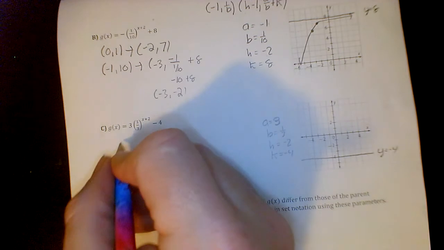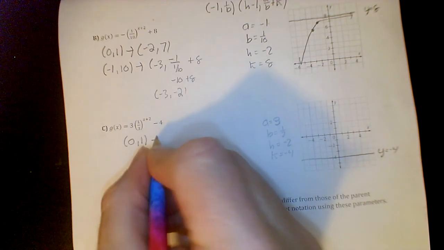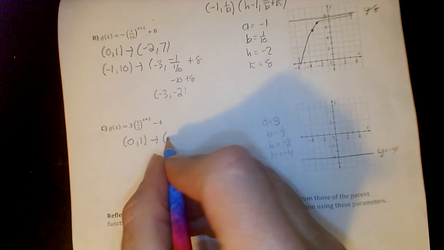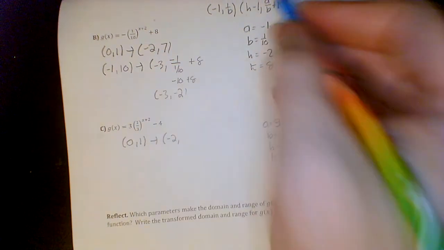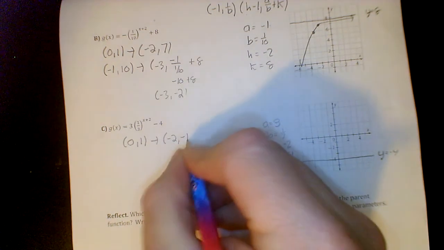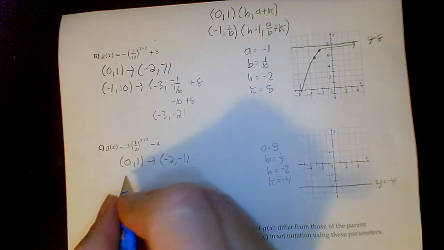Alright, so we're just going to plot those 2 points. 0, 1. Alright. It's going to change into H, which again is -2. And then A plus K. 3 plus -4 is -1, just like that. Alright, make it so you can actually see that.